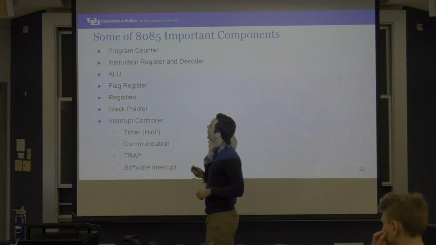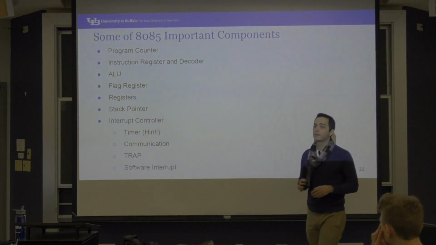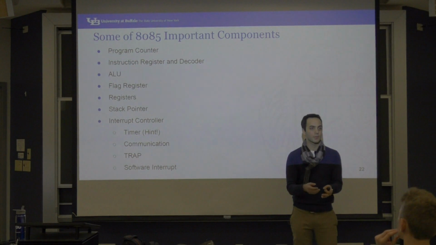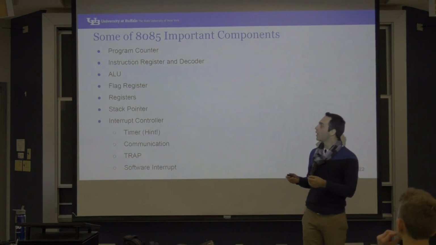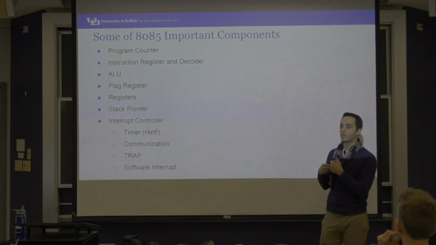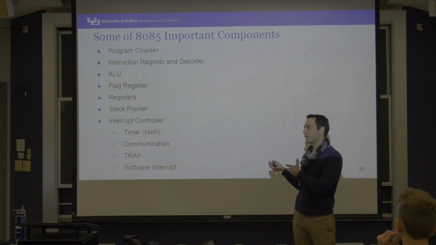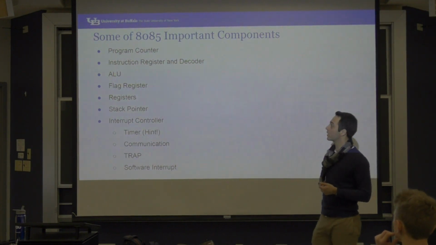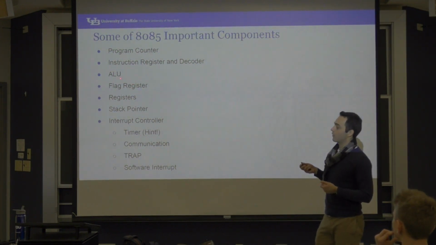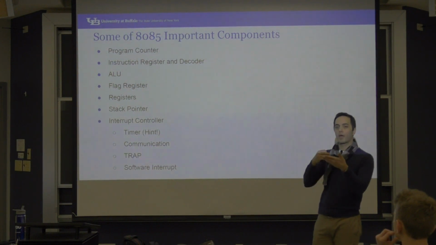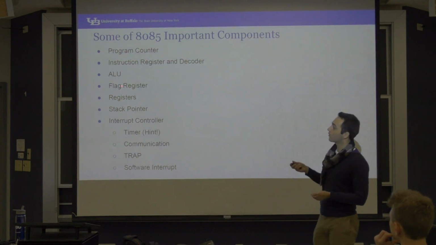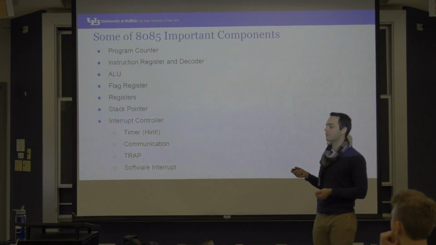The program counter basically tells you where in memory your next instruction is that you should read. You meaning the CPU, right? And then there's the instruction register and decoder, which loads that from memory and decodes what it is and what should be done in the next few cycles of the clock. The ALU is where everything happens, meaning if you have an addition of two registers, it will happen in the ALU. The flag register stores the result.